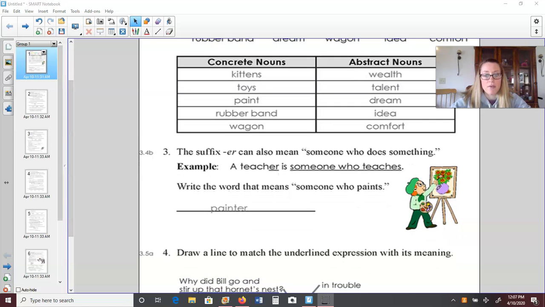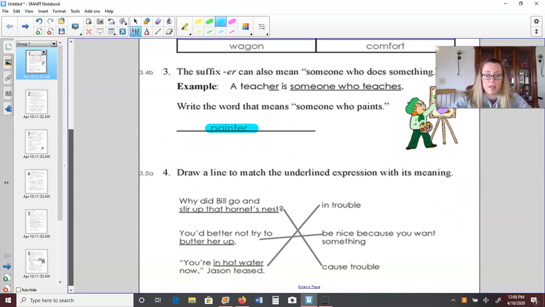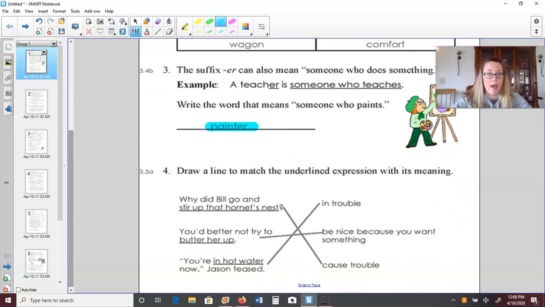All right, number 3 says the suffix er can also mean someone who does something, such as a teacher is someone who teaches. So what word would mean someone who paints? We would write a painter. Okay, so you see painter here, someone who paints. Like a farmer is someone who farms, or a rancher, someone who works a ranch. An actor, someone who acts.